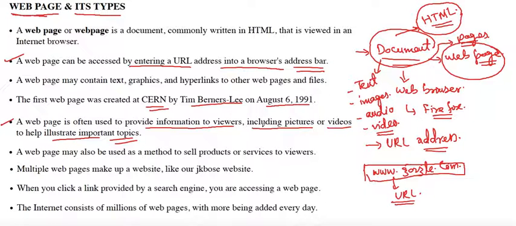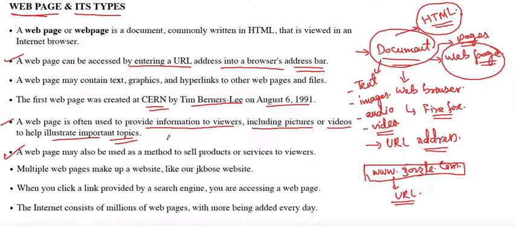For example, it can contain some text, pictures, videos, and other illustrations also to help me better understand the topic. It is not mandatory that a web page will always be used to provide some information to users, or that it is meant for educational purposes only. No, a web page can be used to sell some products also.